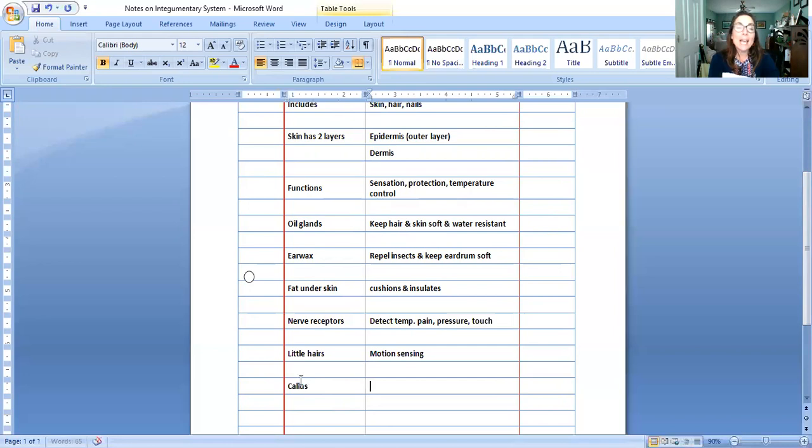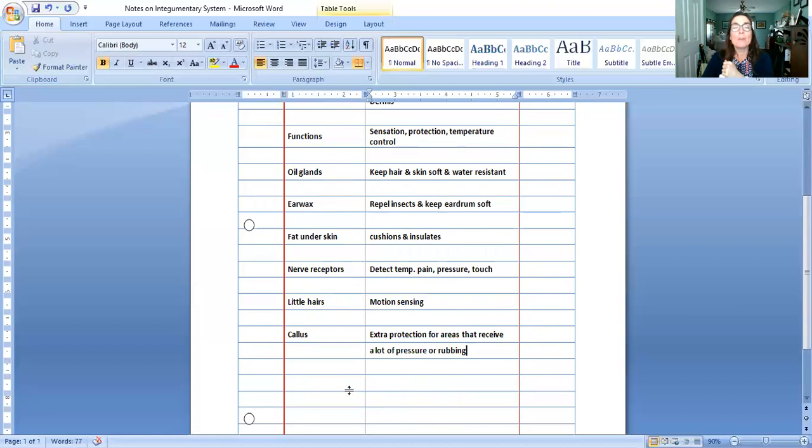We have calluses that can form to provide extra protection for areas that receive a lot of pressure, or rubbing. So if you regularly are using your hands and they get a lot of pressure in a particular area, like say when you're raking or shoveling, then you might form calluses on your palm from that. I know Sam, my son, has calluses on his fingertips from where he plays the guitar.